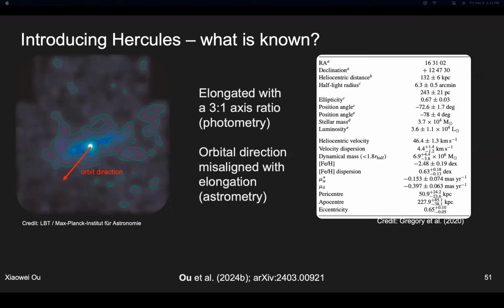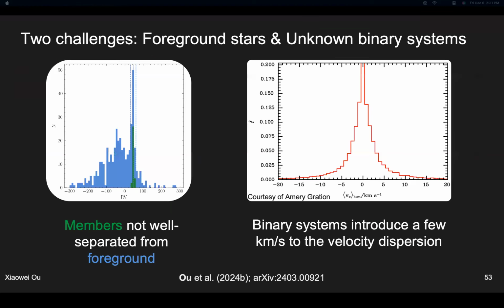What's more intriguing is that they found the orbital direction of this system is at an angle, misaligned with the elongation, which is also not typically what people expect for tidal disruption. So altogether, that makes this system really interesting and motivated us to take another closer look. Again, we're using stars in this case as tracers to understand this potential tidal disruption process.